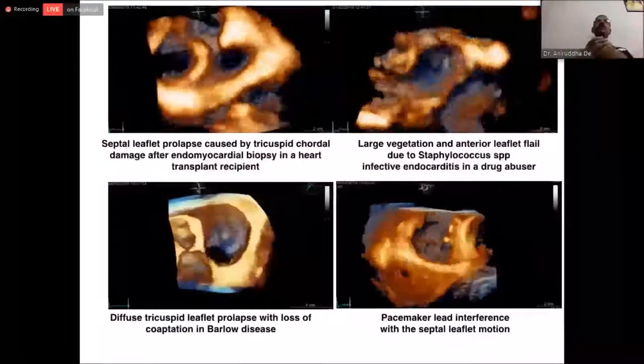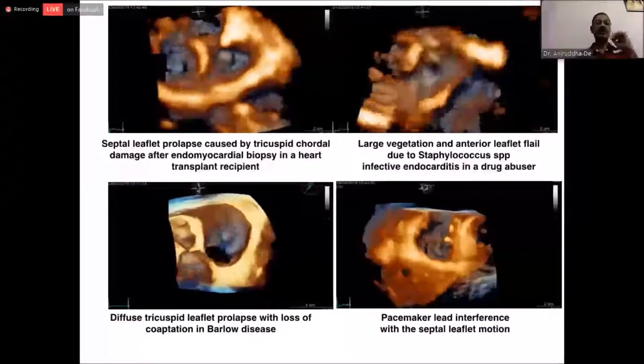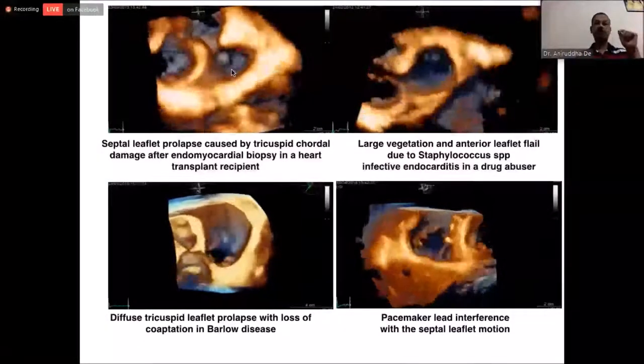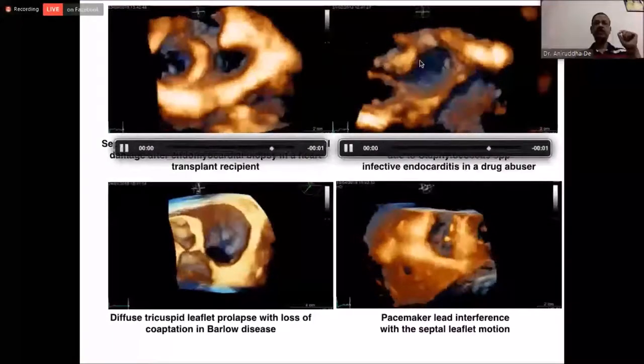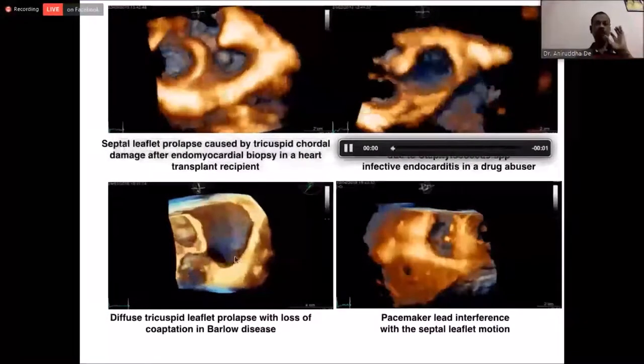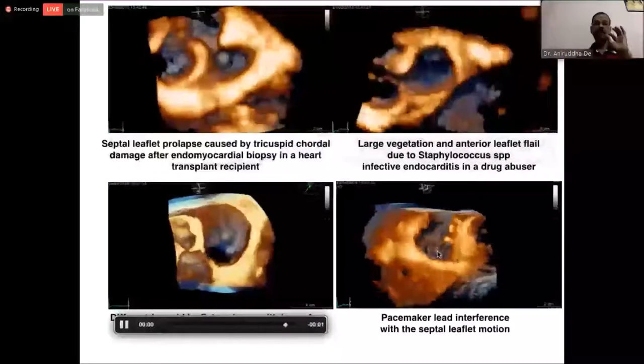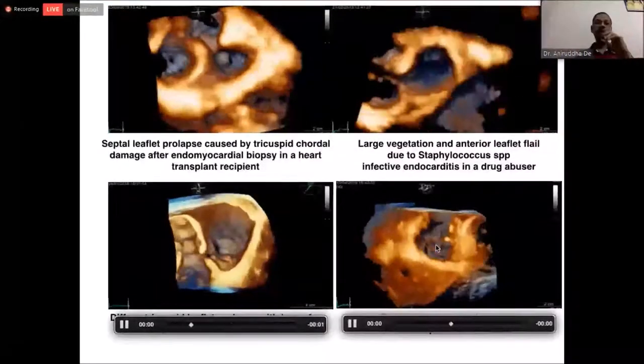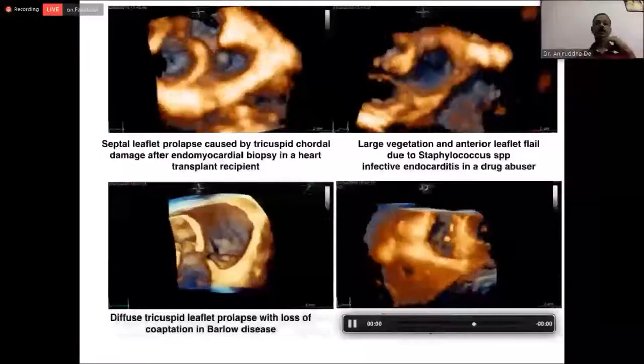Certain things you can very clearly see, even in 3D. The first one is the septal prolapse. Here you can see the vegetation in infective endocarditis. Here you can see the tricuspid valve prolapse, and here you can see the entanglement of the pacing wire within the tricuspid valve.